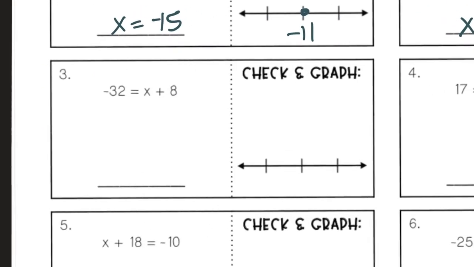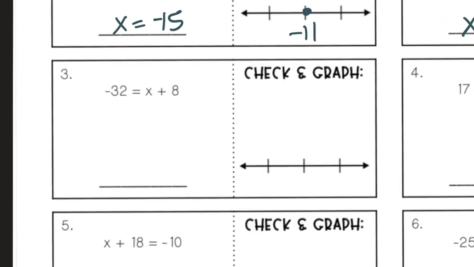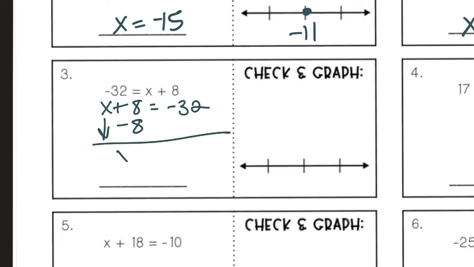Okay, moving on to question number 3. Now, whenever I see a problem like this, I always like to rewrite it so that my variable is on the left-hand side. So I'm going to rewrite this equation as x plus 8 equals negative 32. Now, if I want to get my variable all by itself so that I know what x equals, I'm going to get rid of the number that's with it, which is my positive 8. If I have 8 and I want to get rid of 8, I'm going to subtract 8. And drop my variable down.